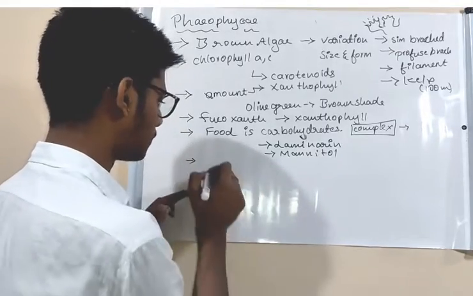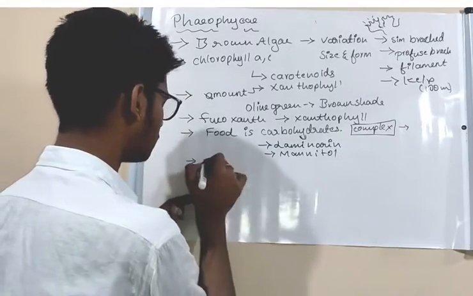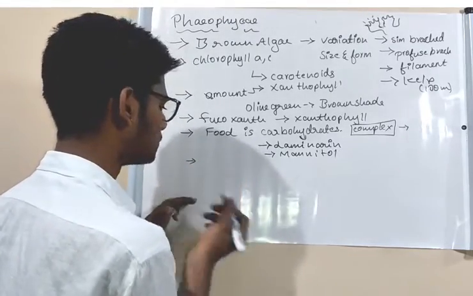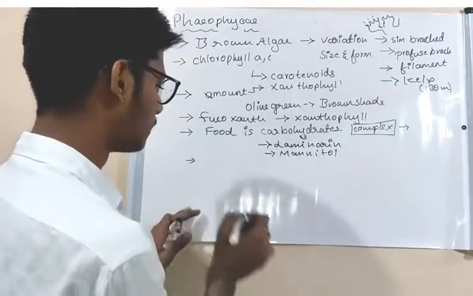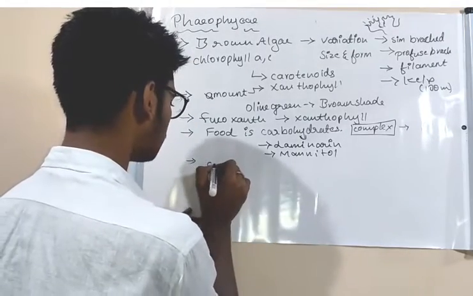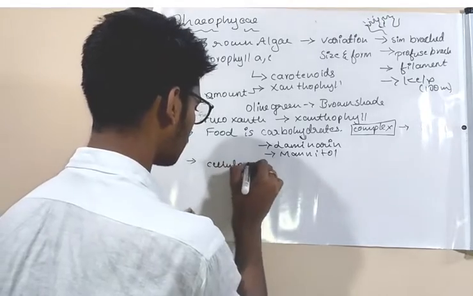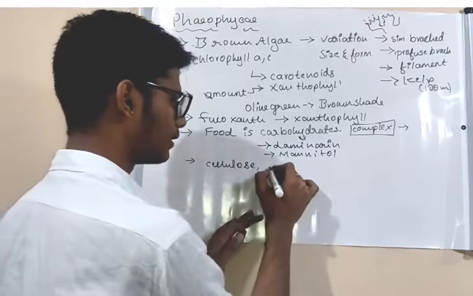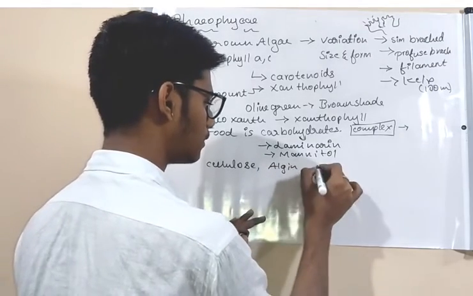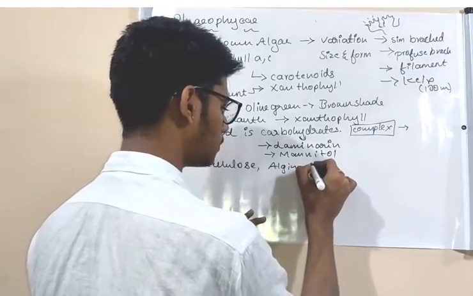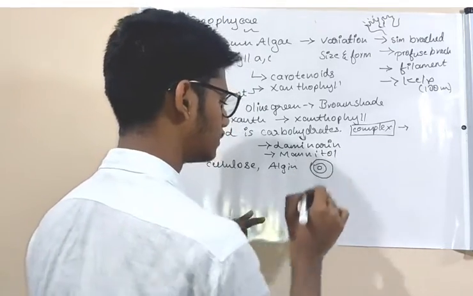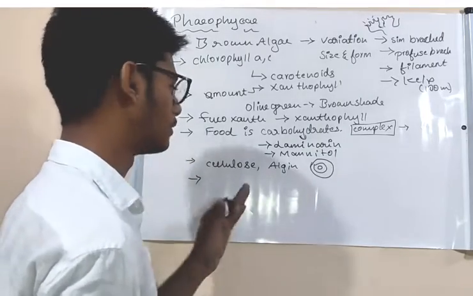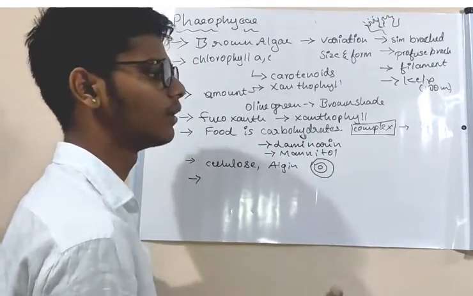Here we need to see another point, the protoplast of the cell. Before the protoplast, we will see about the cell. The cell contains a cell wall. The cell wall is made up of cellulose, and it is covered by algin. This was about the cell wall.